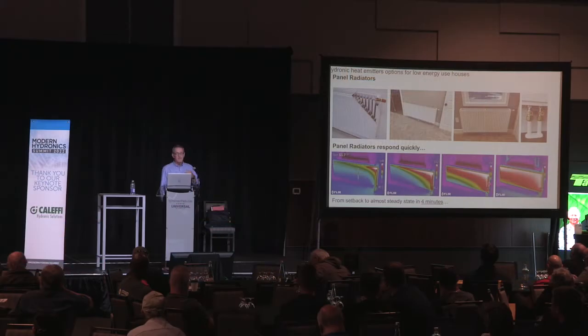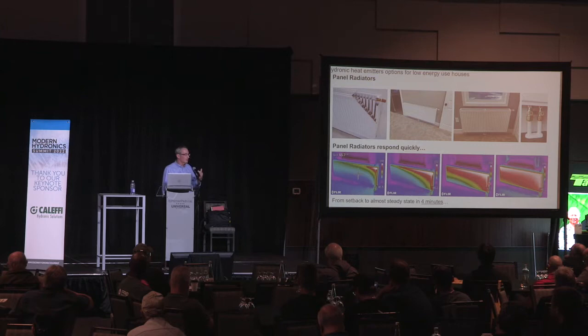So again, low mass emitters like panel radiators allow you to not only bring the heat on quickly in a space, especially the radiant component of that heat delivery, they also allow you to turn that heat rate off when you get an internal gain. So it's the ability to track these rapidly changing load conditions that makes low thermal mass better.